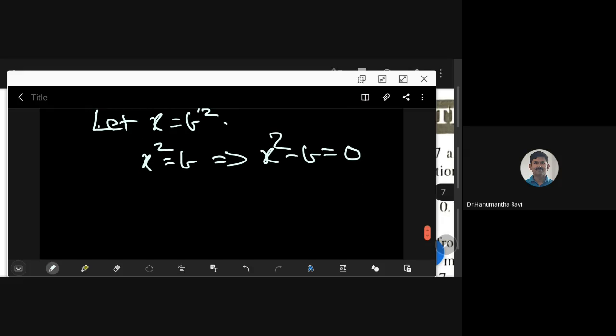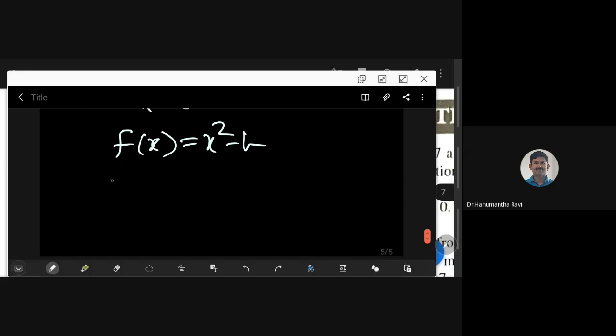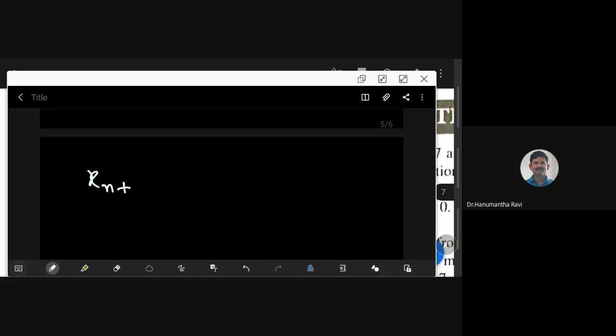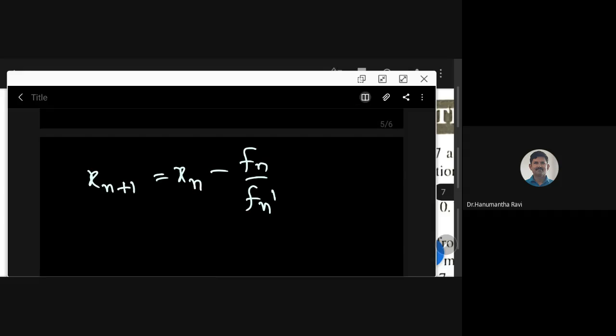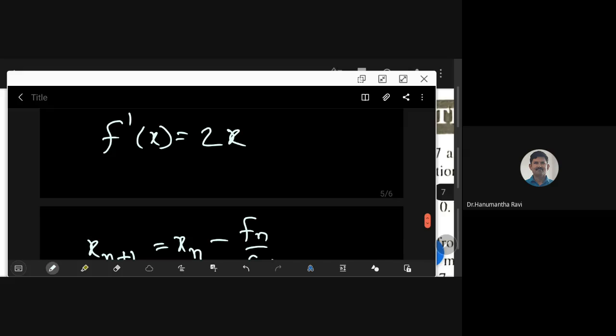If we treat f of x as x square minus b and want to apply the Newton-Raphson method, the derivative can easily be computed: f dash of x is equal to 2x. By our formula, x n plus 1 is equal to x n minus f of x n by f dash of x n. So here, what is your f of x?